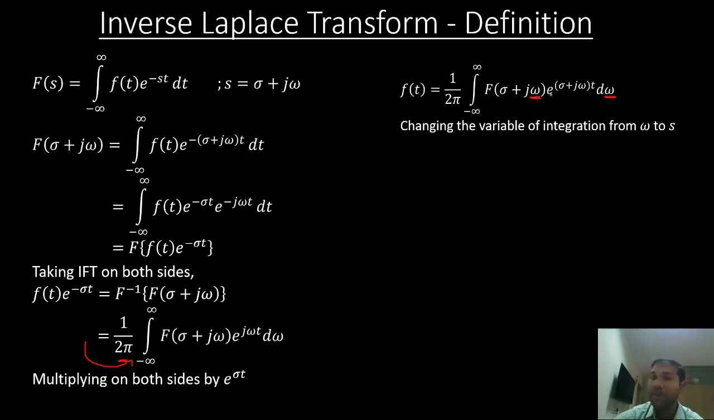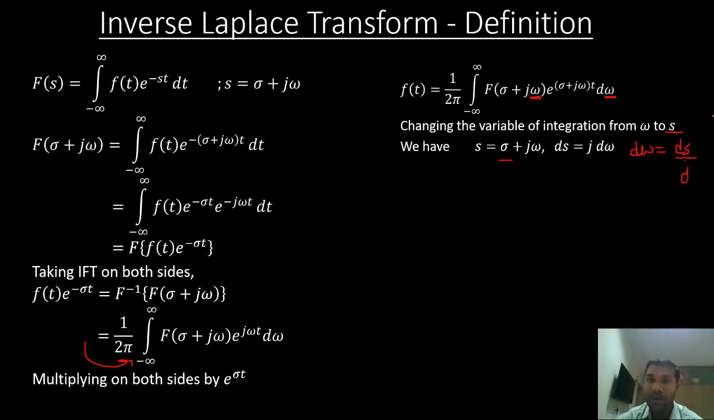The integration variable is omega. Now I'm going to change the variable of integration from omega to s. Now sigma plus j omega equals s, right? What happens to ds? If I differentiate this, I'll get 0 and j omega. Since omega is my variable of integration, I'll get j times d omega. So from this, I can write d omega equals ds divided by j.